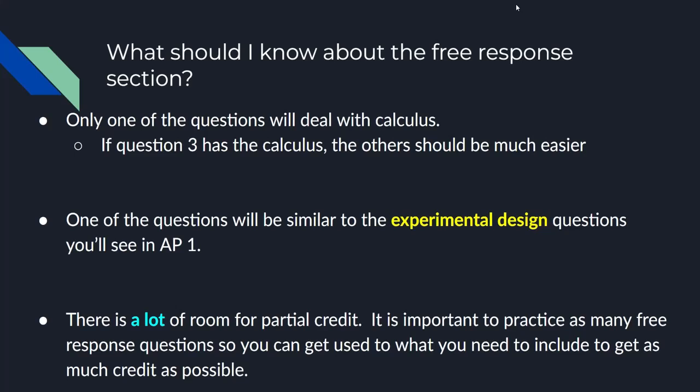Now, again, this is on average, but for the most part, only one of the questions is going to deal with calculus, and it can be question three. If question three is the one with the calculus, the other ones are going to be a lot easier. You almost want the calculus to be on question one, because those questions tend to be simpler than question three. If question three's got the calculus, it's kind of a doozy.